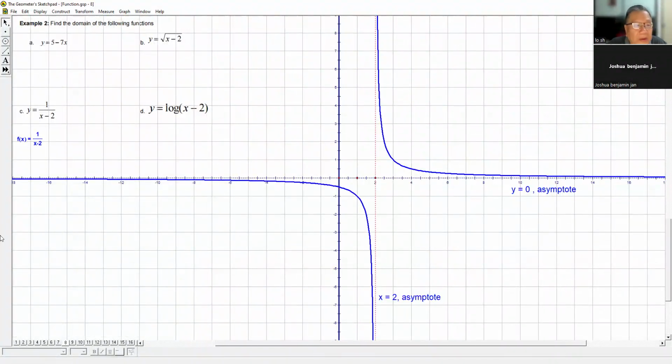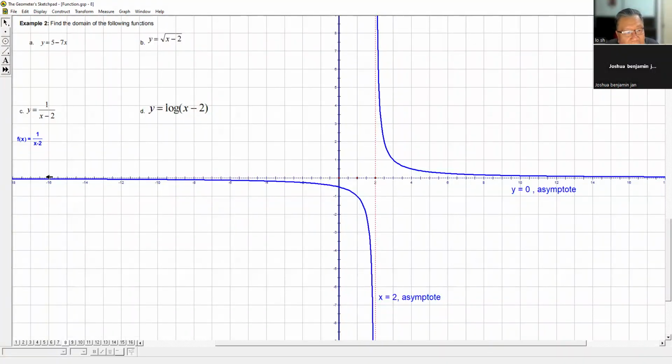Now this one, you see the value of x are all there, except on this line. Can you see the red line here? And this blue line cannot touch the red line. So this blue line has no value x equal to 2.